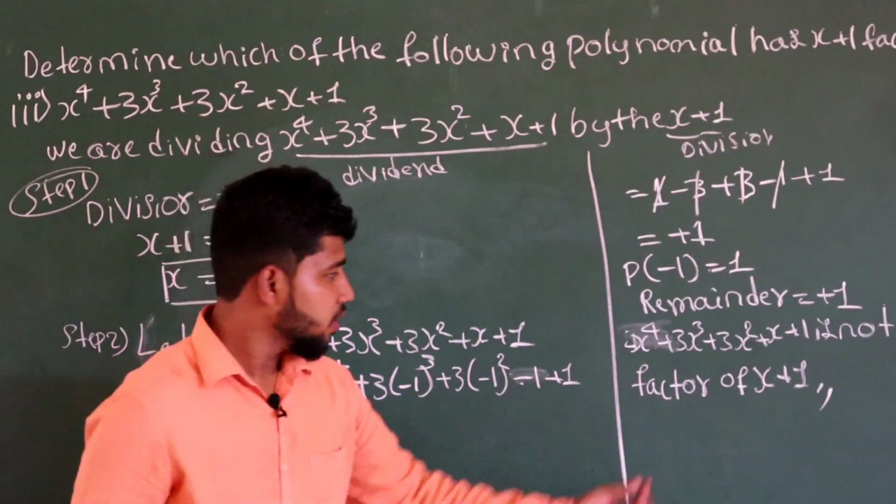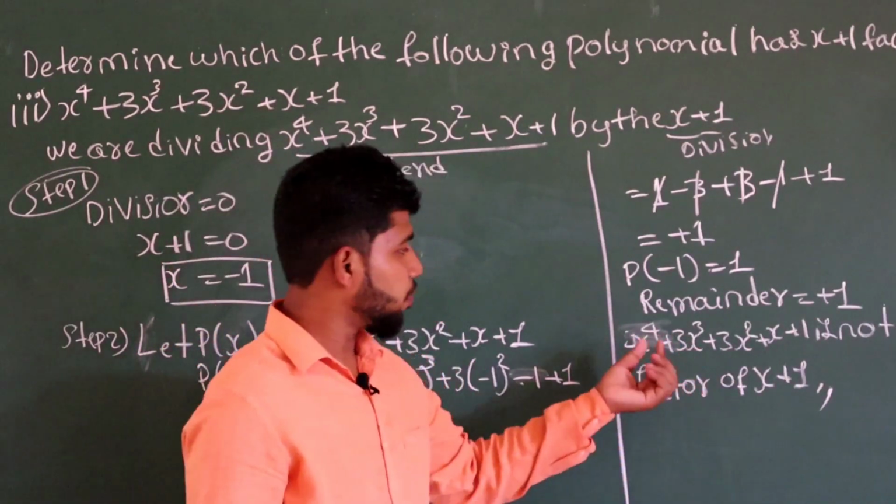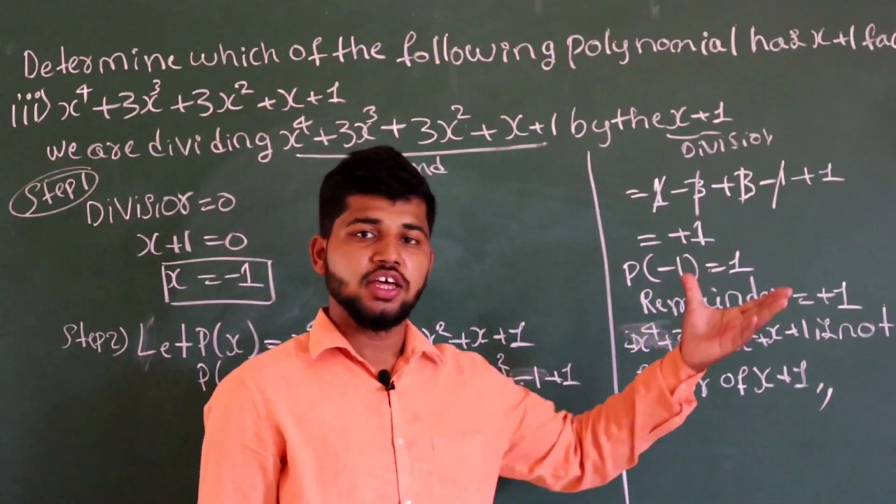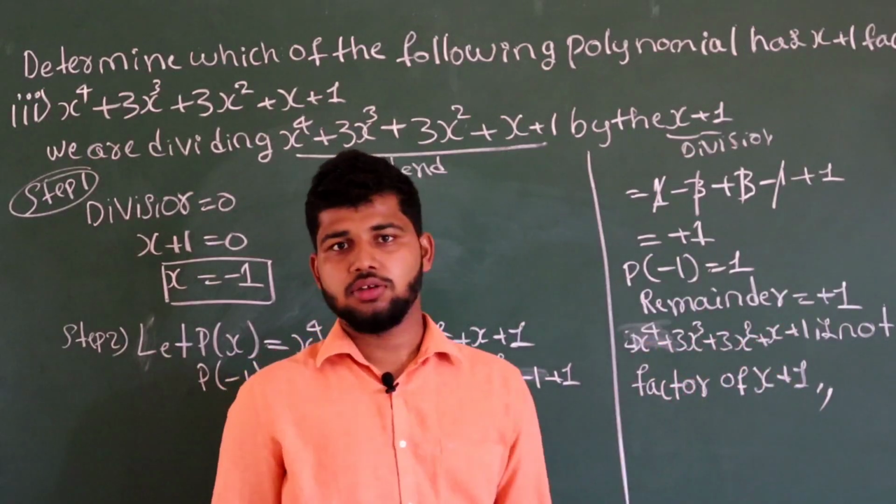Then we can confirm that x raised to 4 plus 3x cube plus 3x square plus x plus 1 is not a factor of x plus 1.